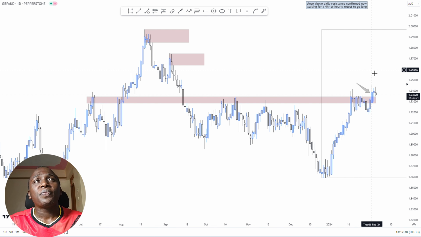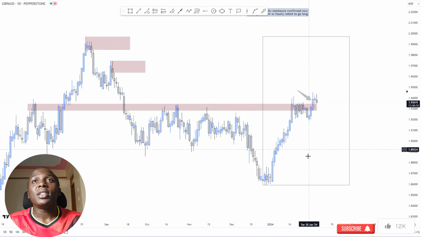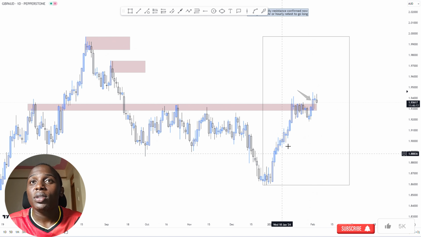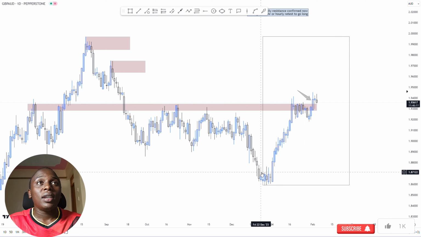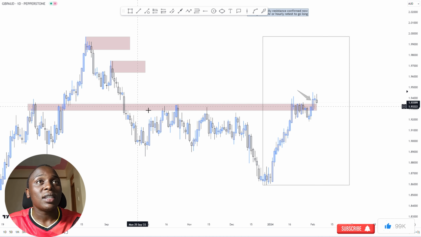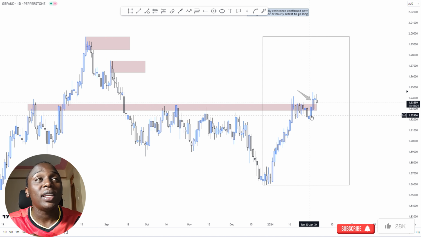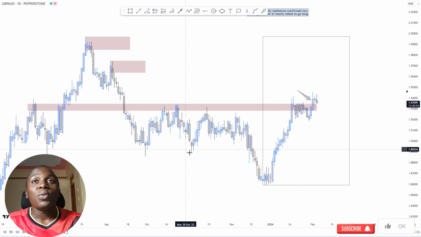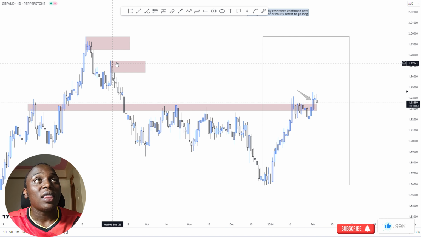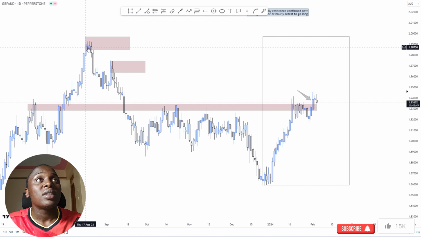For GBPAUD, we'll start off with the daily time frame, and looking at the daily time frame, you can already see that the current market direction is an uptrend, and we have a very nice resistance zone on the daily time frame. A zone in the 4-hour and daily time frame usually is so significant compared to the lower time frames' zones. The other thing we can also see on the daily time frame is this supply zone over here, and we also have another supply zone at the extreme end right here.